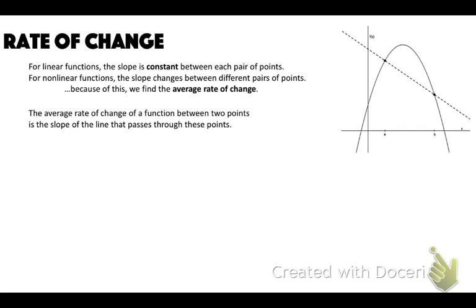Okay, the average rate of change of a function between 2 points is the slope of the line that passes through those points. So we're really looking at a linear line here, and we're finding the slope of that line. This is called a secant line. Okay, that is called a secant line.